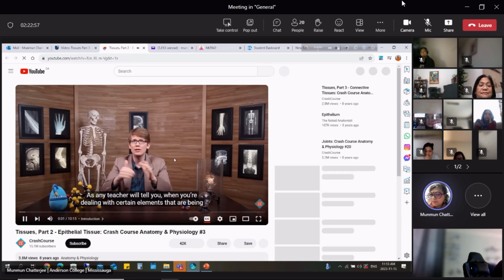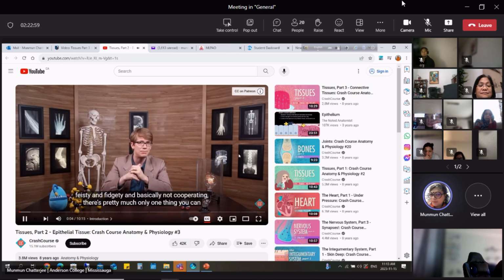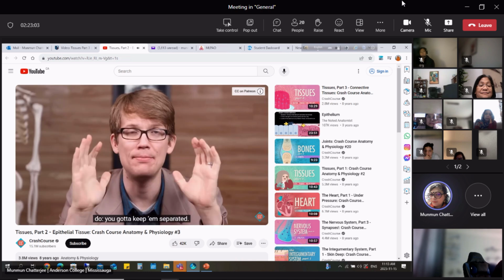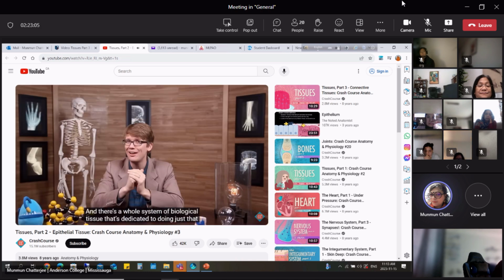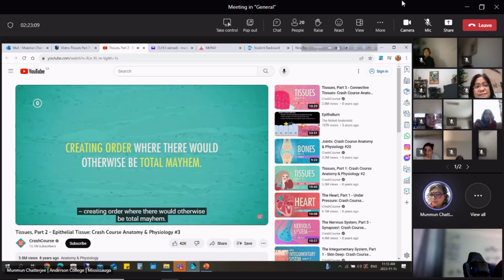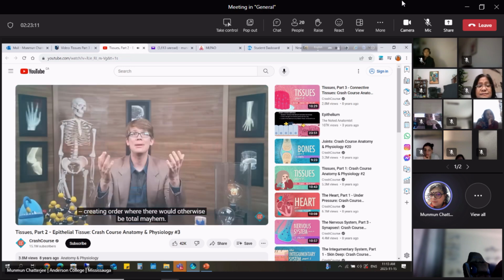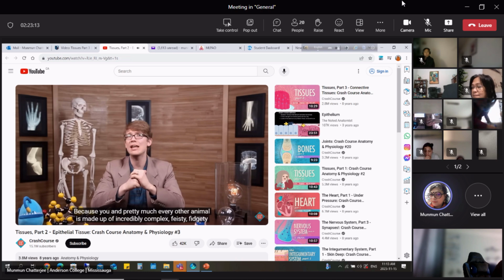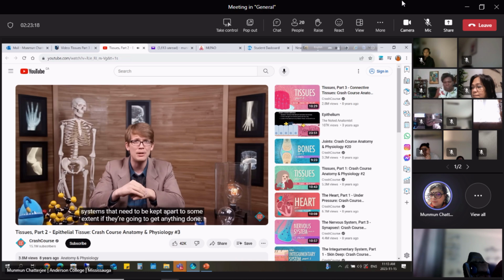When you're dealing with certain elements that are being feisty and fidgety and basically not cooperating, there's pretty much only one thing you can do. You gotta keep them separated. And there's a whole system of biological tissue that's dedicated to doing just that, creating order where there would otherwise be total mayhem. Because you and pretty much every other animal is made up of incredibly complex, feisty, fidgety systems that need to be kept apart to some extent if they're gonna get anything done.